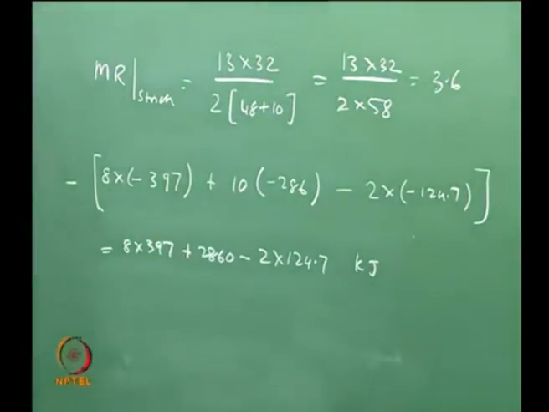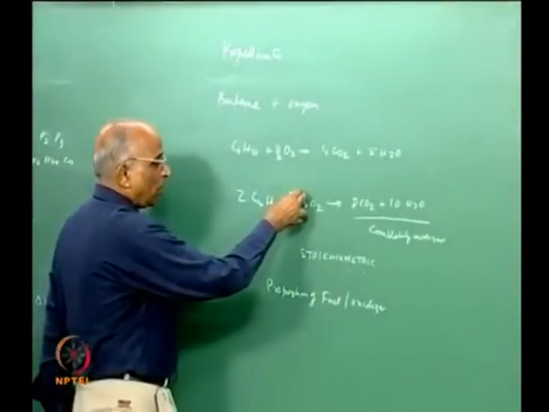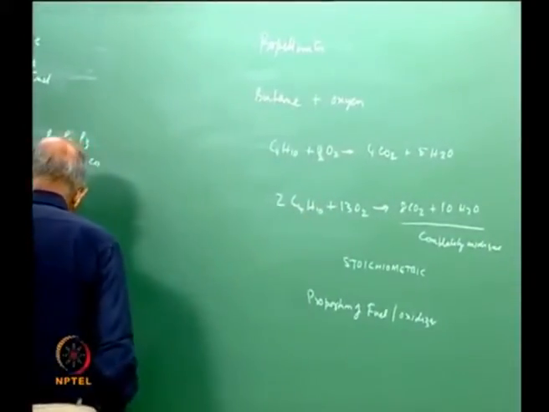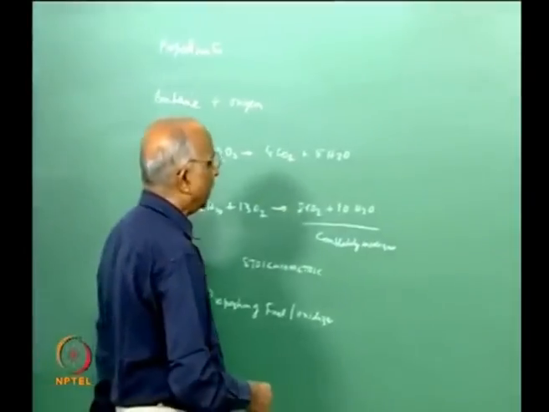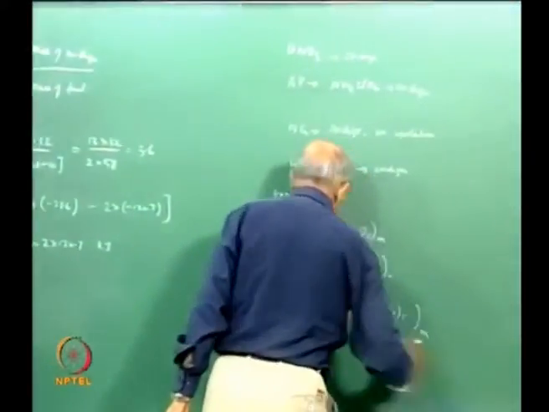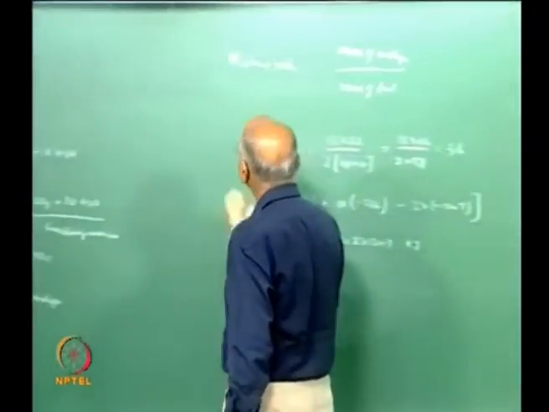Suppose instead of having a stoichiometric composition, I put extra oxygen into it, like I take the oxygen amount as 15 instead of 13.